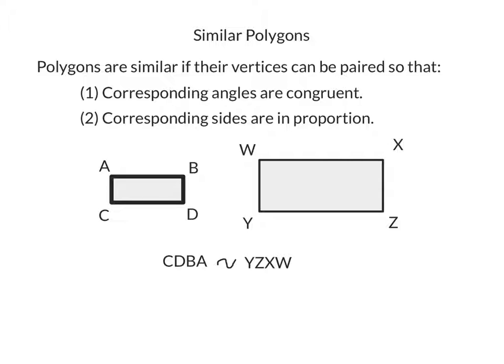Also, notice the symbol we use for similarity. It's this one little squiggly line. Remember, with congruence, we had the squiggly line over equals, but here we just have the squiggly line.